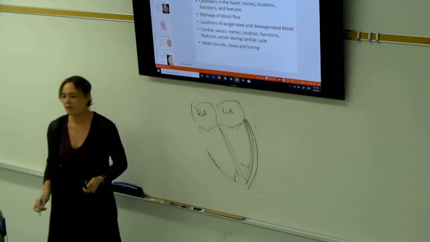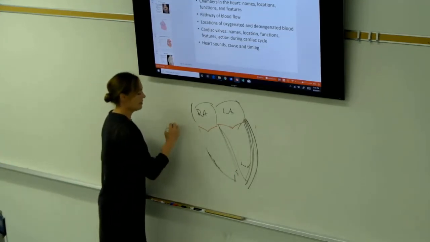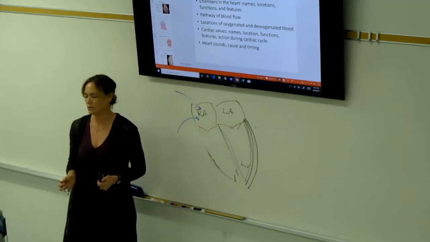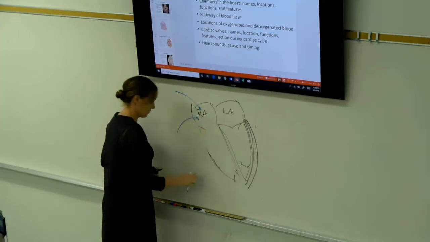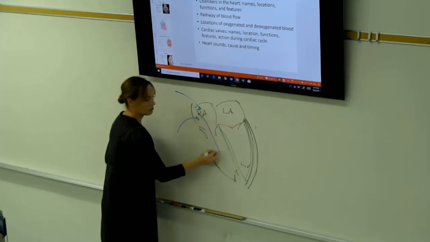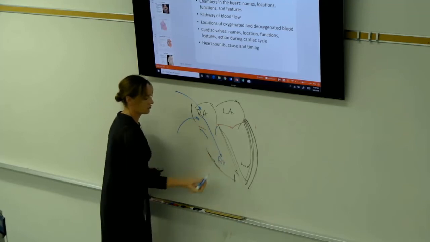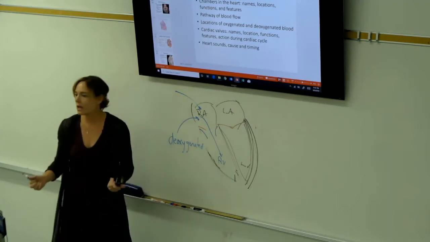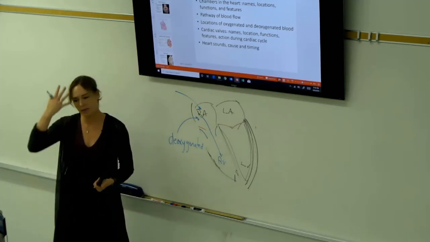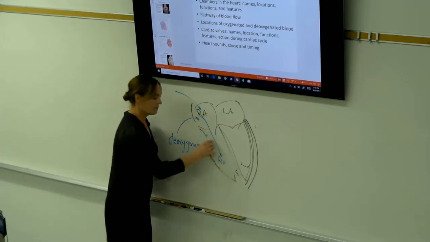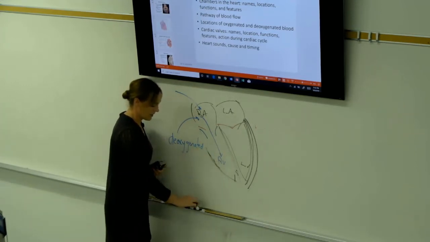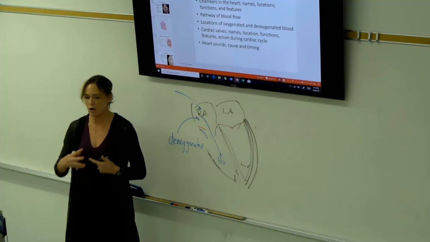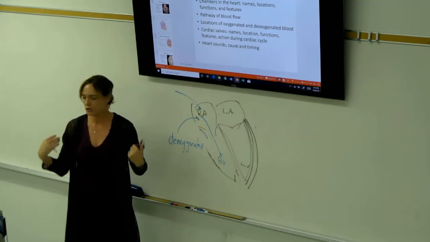The pathway of blood flow is such that blood from the inferior vena cava and superior vena cava enter the right atrium. Comes in, this right atrioventricular valve will be open, so blood will continue into the right ventricle. This blood is deoxygenated. It is the used up blood that is just returning from the upper and lower body. The right ventricle, when it contracts, will send blood out through the pulmonary trunk to the right and left pulmonary arteries to the lungs.